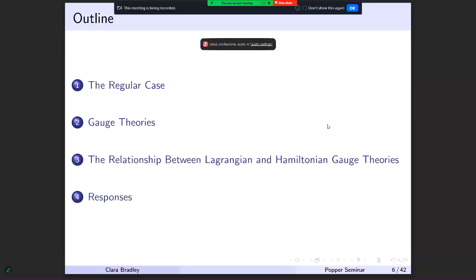Then I'll turn to talking more about how we might interpret the relationship between them, and I'll highlight some results that I have in this vein, and in particular the way in which one might set up an equivalence result that matches the one we have in the usual easy case. And then we'll end with some responses to this argument that look at some of the assumptions that we have to make in order to get an equivalence between these theories.